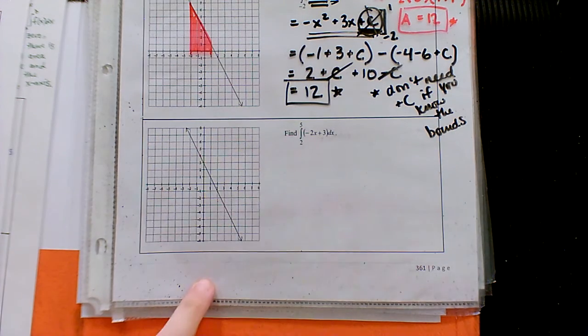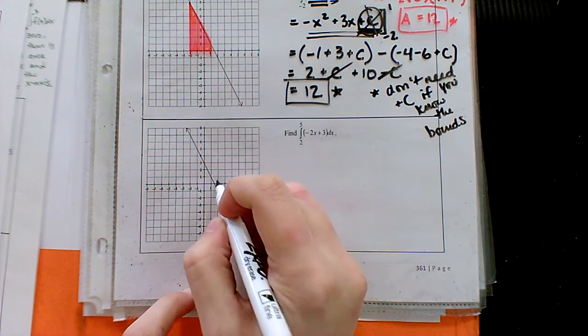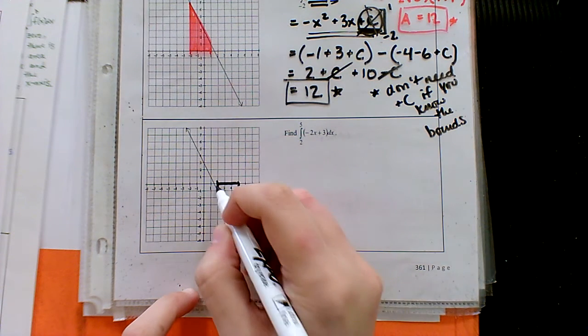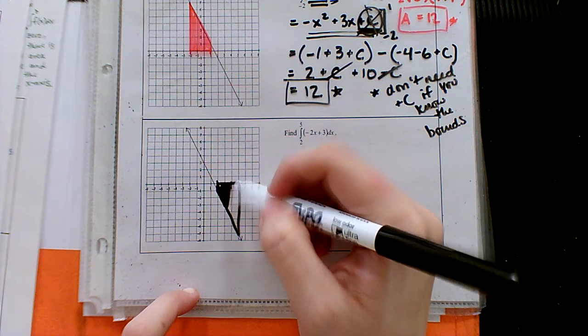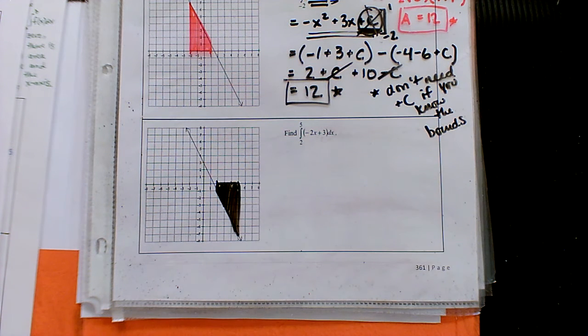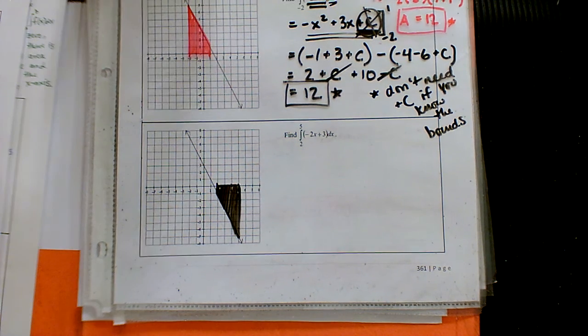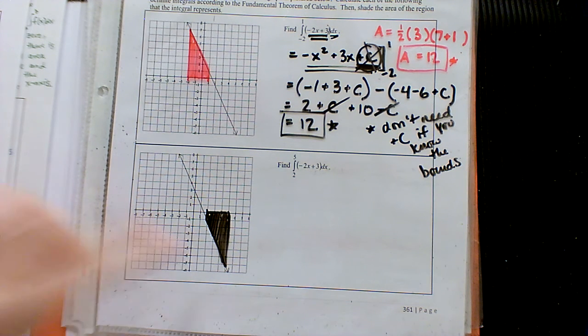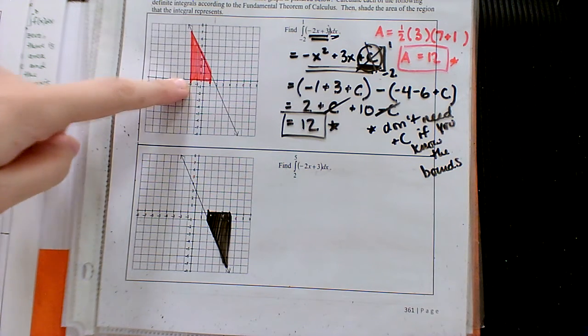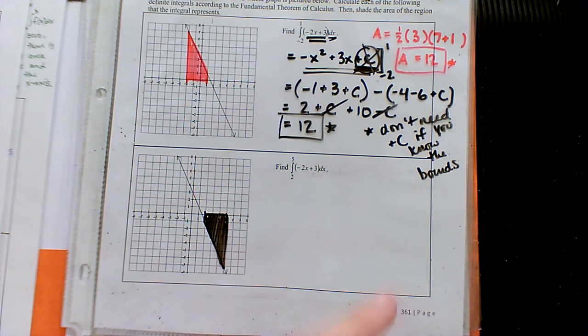So same line, we're going to do 2 to 5 this time. So here's 2, here's 5. Area under the curve to the x-axis, so we'll shade in that region. Can we perhaps make an educated guess as to what this area should be? And then we'll actually prove it by hand. 12. Why? Because it's the same as the top. Okay, so it's the same size as that trapezoid, so it should probably have the same area. Let's see if we can get that same result.